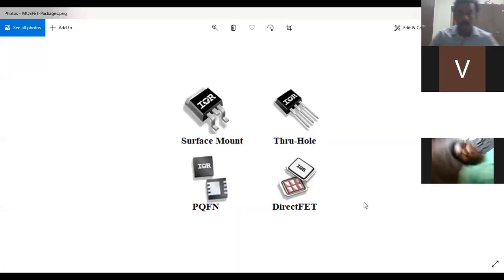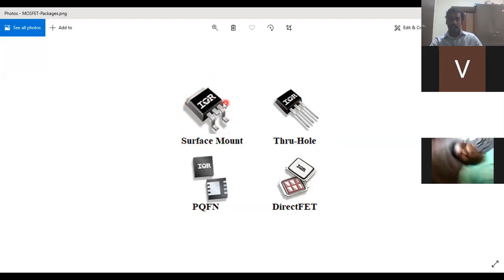So you can see these packagings of the MOSFET, isn't it? These are the packagings which are going to be considered. So you are going to have a surface mount MOSFET. In general, IR represents the MOSFET, the symbolic representation. A device model starting with IR represents a MOSFET.